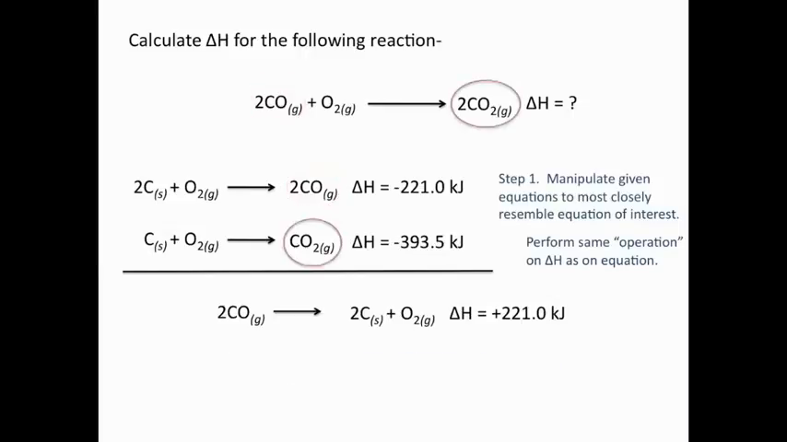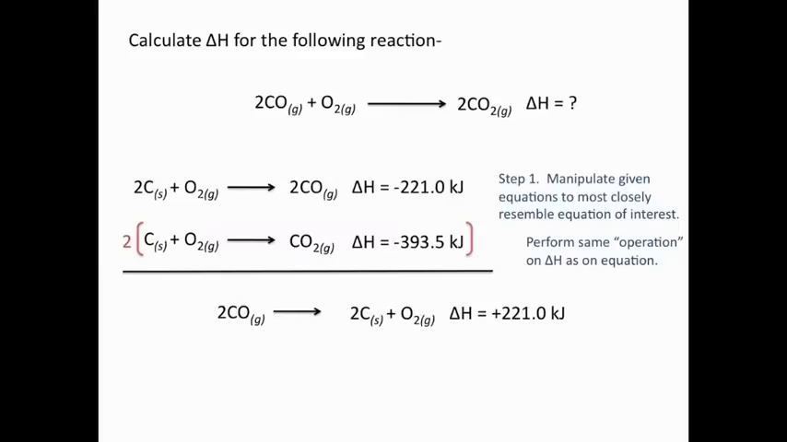Looking at our reaction of interest, I see that there are 2 moles of CO2 on the product side. And when I look down at our given equations, I see only one of the equations has CO2, the second one. It is on the product side, but there's only 1 mole of CO2 in this reaction. And so for this equation, I need to multiply it by 2, so that I have 2 moles of CO2, so it more closely resembles the reaction of interest.